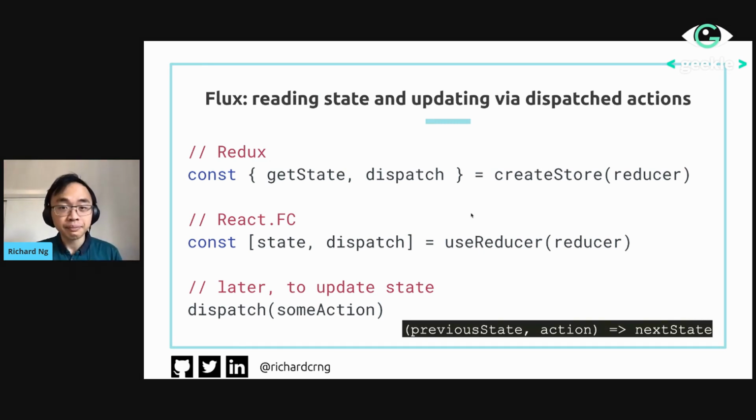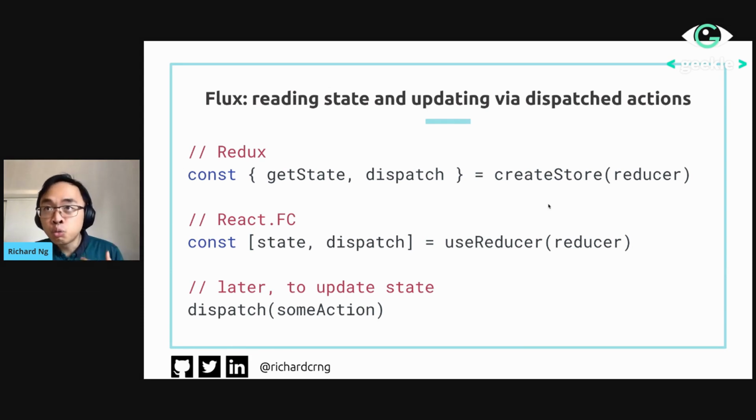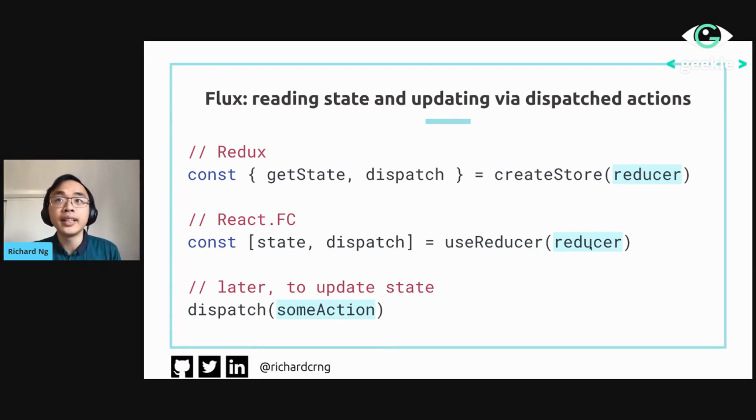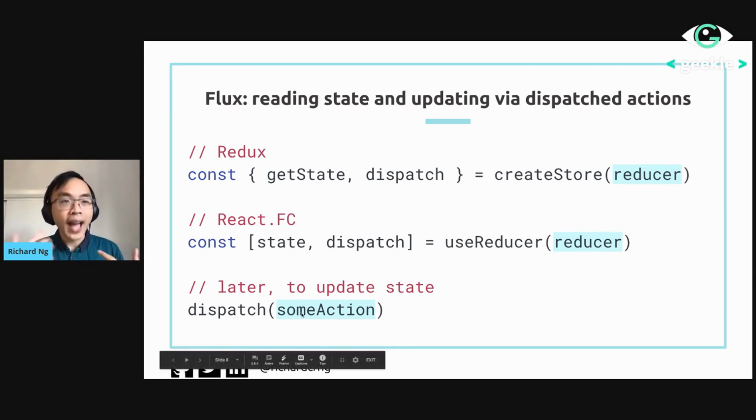So Redux and useReducer are doing the same thing in terms of Flux architecture, giving you a way to read state and a way to update state through a dispatch function. What you can see really drives it is the reducer and the actions. If you don't have a reducer, then neither works. Both require the reducer as a fundamental engine, and both require the actions to really drive changes in the reducer.